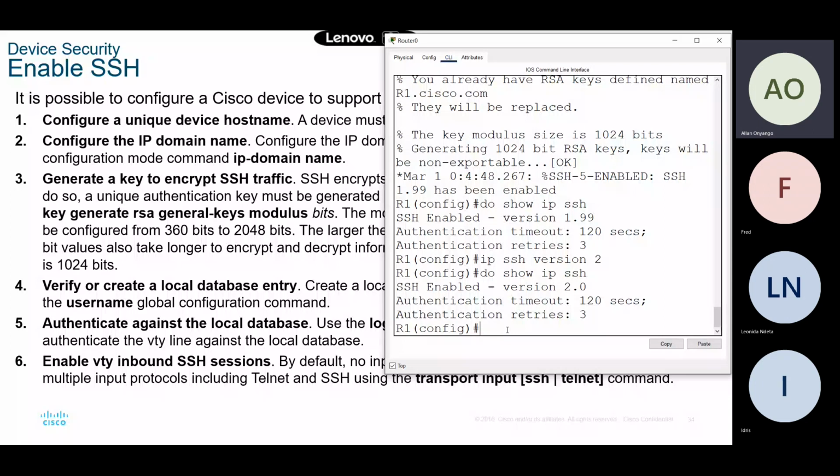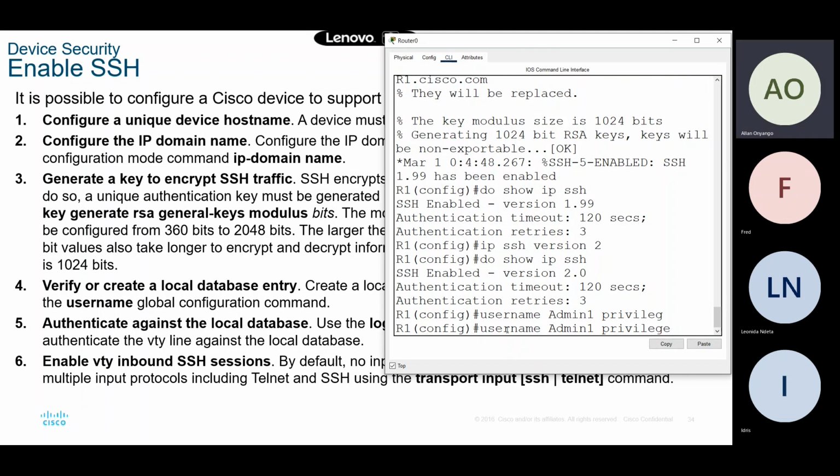So what we want is to configure for each person their own credentials for logging into this device. We create a local database entry for each and every user. How do you do that? We say username. Let's say the senior most person is admin 1. Then we say secret. This is optional but very important, that's why I'm teaching it to you. Privilege.